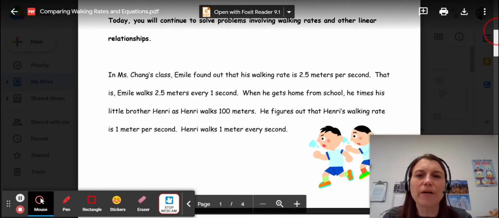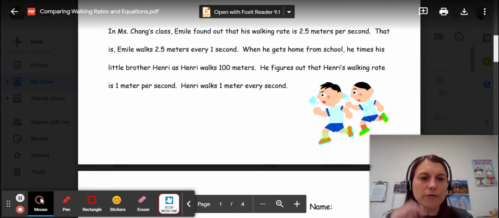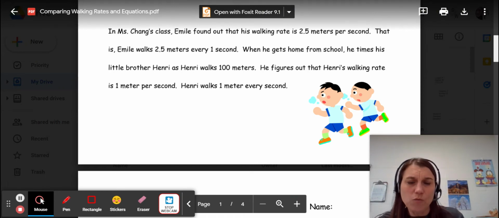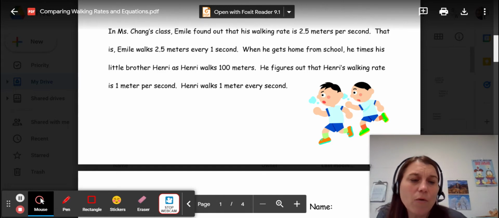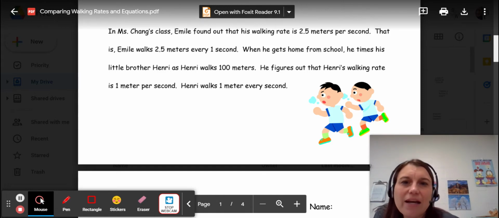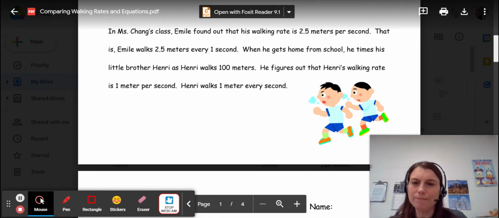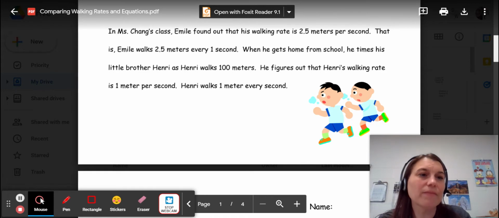But let's get into the problem we're working with today. So there's two brothers. Emil is the older brother, and has found his walking rate to be 2.5 meters per second, just like Leanne had a walking rate of 2.5 meters per second. And so he goes home and he has a little brother, Henry, and he's like, well, let's see how fast you are. So he times him and figures out that he actually walks 1 meter per second. So that's his walking rate, just like Alana.